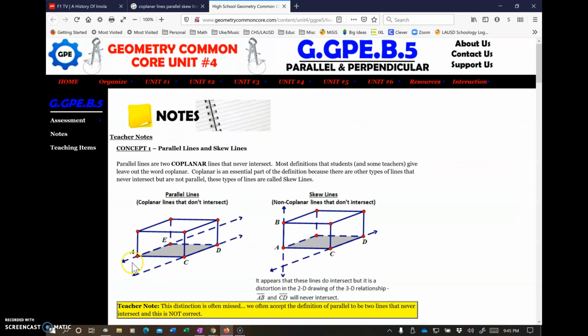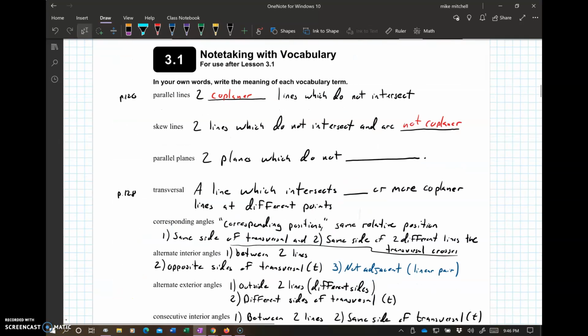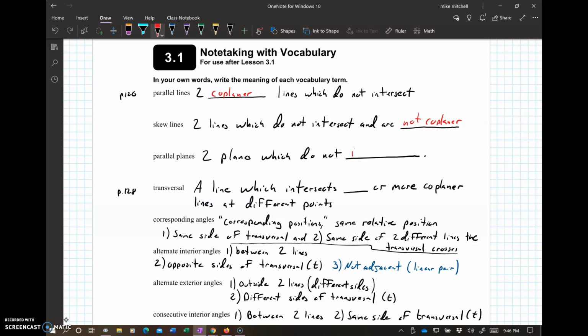So these are our parallel lines on the left here. We can see them running through there on the bottom. Coplanar lines that don't intersect. They're using the box for the example here. Line CD and line BA are skew lines. They don't intersect, but those aren't parallel. This is something you probably intuitively knew before. It's just adding a name to it. Parallel planes, two planes which do not intersect. That's like the top and bottom of your box, or the left side and right side of a box, or the front and the back of a regular box.